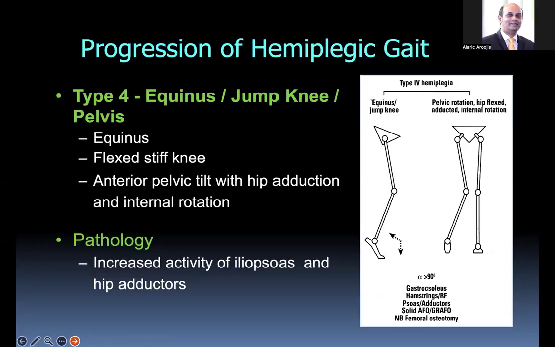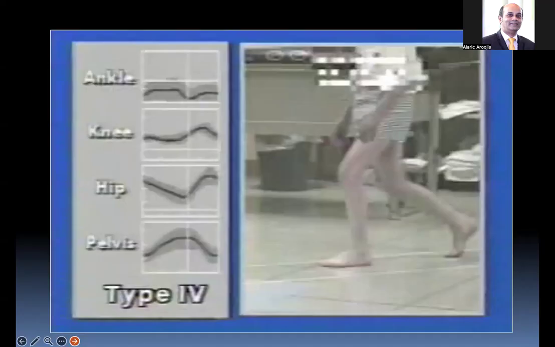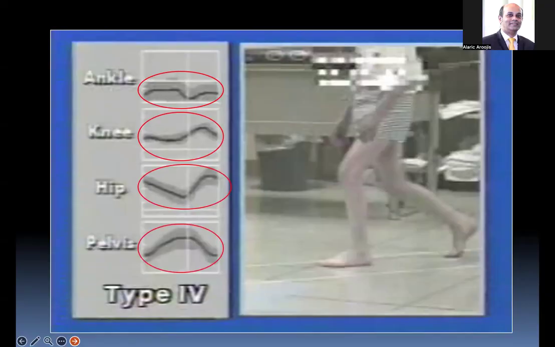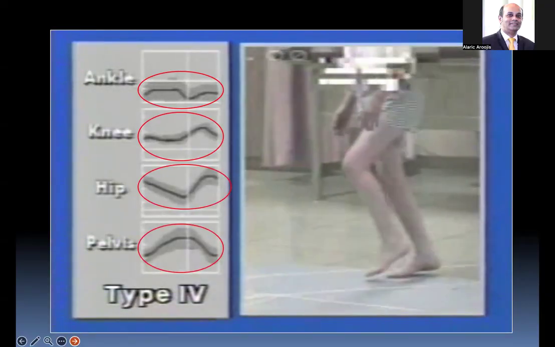And then you have finally the type 4, where in addition to the sagittal gait pattern, the abnormality also extends up to the hip. And in addition to the equinus and the flexed stiff knee, you also have an anterior pelvic tilt with hip adduction, internal rotation. So this is manifested not only in the sagittal plane, but also in the coronal plane. And that's how a child with a type 4 hemiplegia would typically walk, where you can see abnormalities in the ankle, the knee, and the hip.